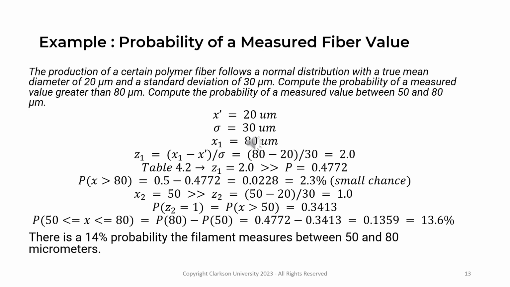Next, we're asked to find the probability between 50 and 80 microns. Again, we use the z-table. In this case, with the x2 value of 50, we find the z is 1.0, and we can look up the probability from the z-table of 0.3413. In that case, we have the range, the probability of 80 minus the probability of 50, 0.4772 minus 0.3413. This equals 0.1359, or 13.6%. There's roughly 14% probability that a filament measures between 50 and 80 microns. What we decide to do with that information depends on the context and the problem at hand.